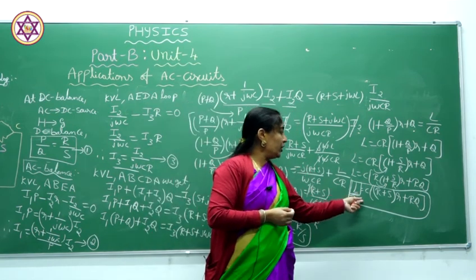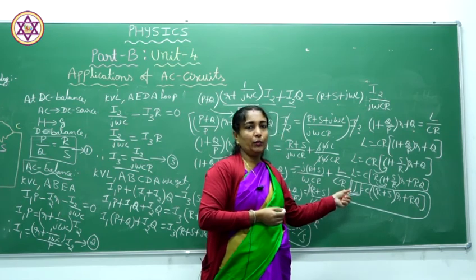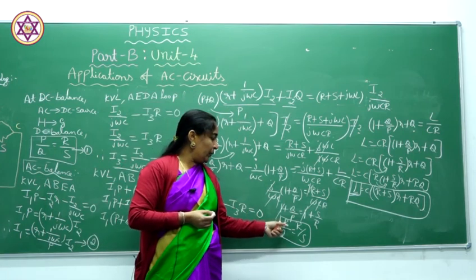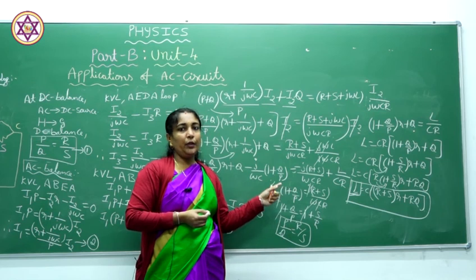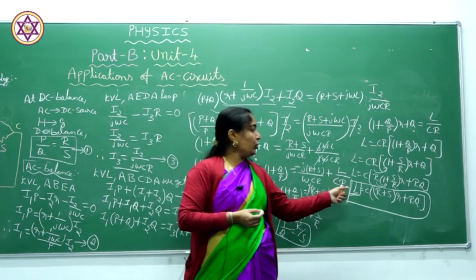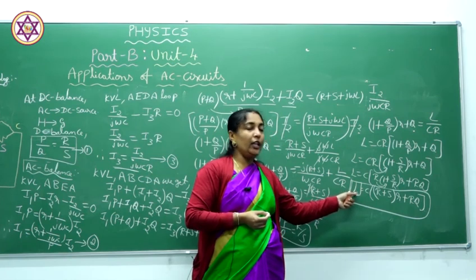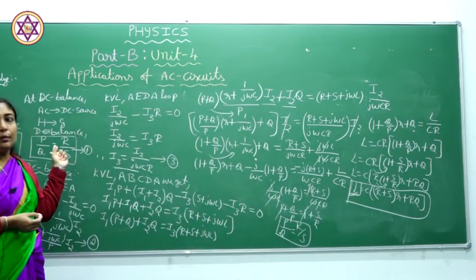So, using this equation, we can easily calculate the self-inductance of the coil, and also we obtain the DC balance. P by Q is equal to R by S. So, this is very important. In every bridge, the balance should be obtained. And one more thing, the Anderson bridge very accurately measures the self-inductance of the coil. So, this is about the Anderson bridge.